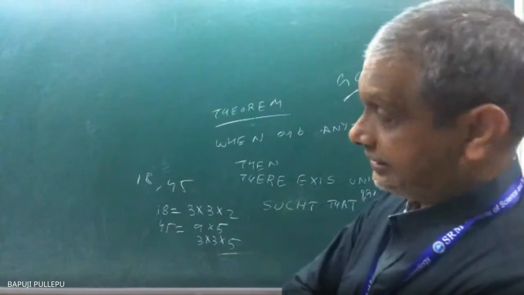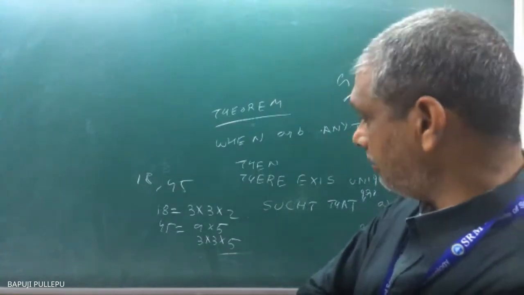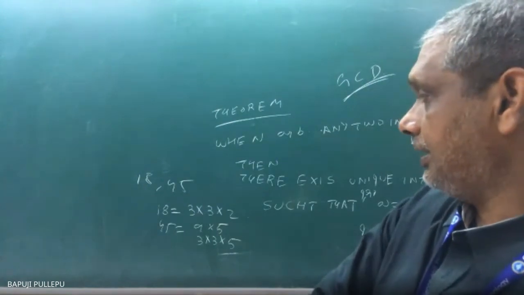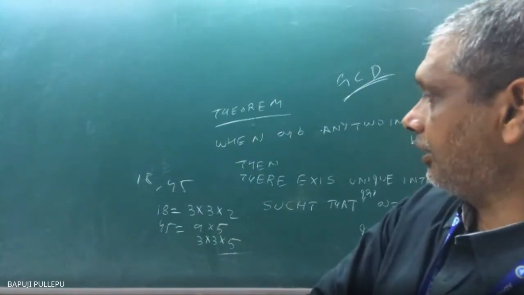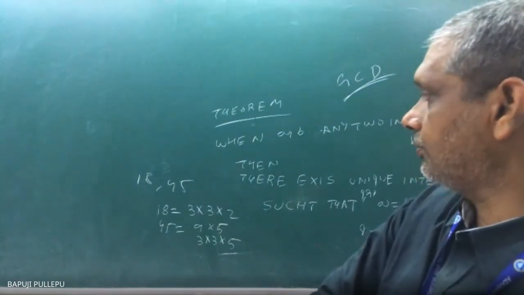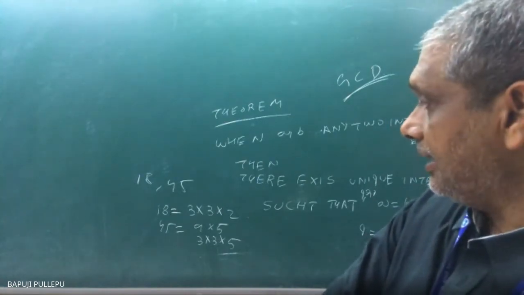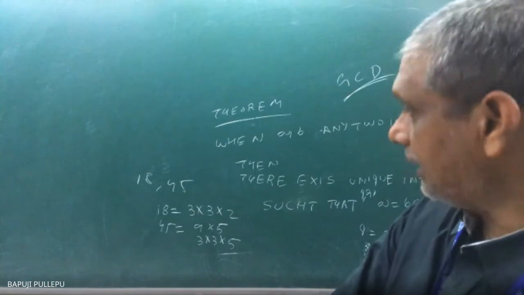But GCD means what? Whatever is common, that one time only you will take. Correct? 3 is there, 3 is there, take one time. So GCD is 9 and LCM is 90.